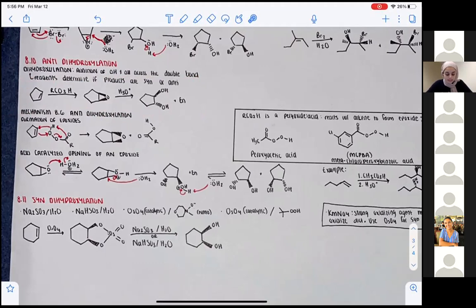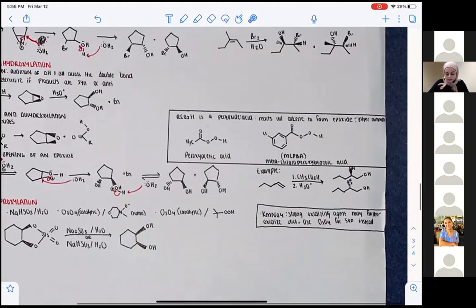That one is going to be anti. Let's see if I have an example. Yes, I do. So this one is CH3CO3H and then H3O+, and those are the products that we form. Nice, all beautiful enantiomers.